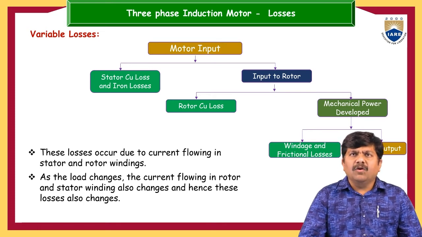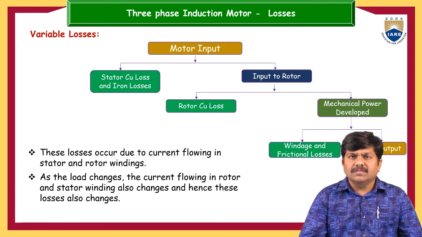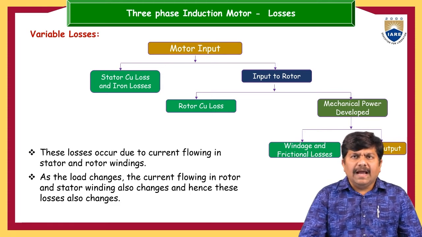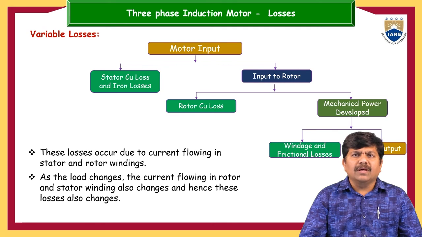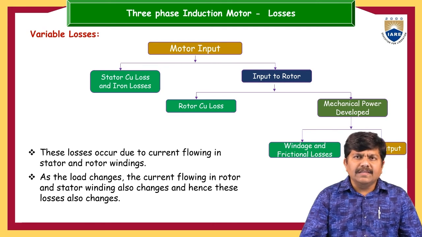Variable losses occur due to the current flowing in the stator and rotor windings, as we just discussed. As the load changes, the current flowing in the rotor and stator windings also changes, and hence these losses also change. So one should not ignore the copper losses at any point. But based on the frequency or other parameters, sometimes the core losses can be ignored, because those losses are constant in magnitude. Whereas variable losses are not constant; they fluctuate and vary with the load.